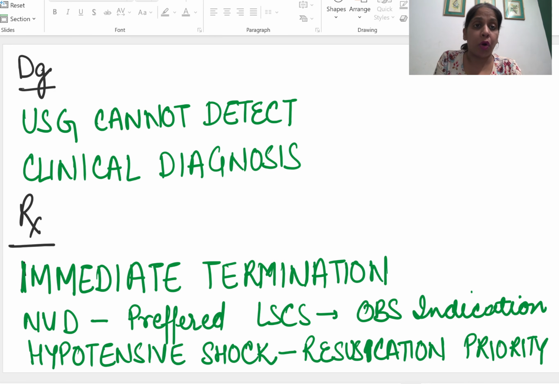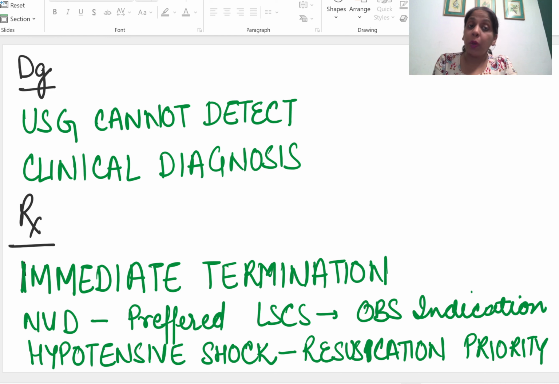I have told you many times, in all those conditions where the patient can go into DIC, you have to prefer normal delivery over cesarean. Cesarean is not contraindicated. If there is any obstetric indication, you will go for cesarean, but you always prefer normal delivery, because in a patient with a tendency to go into DIC, normal delivery is good.